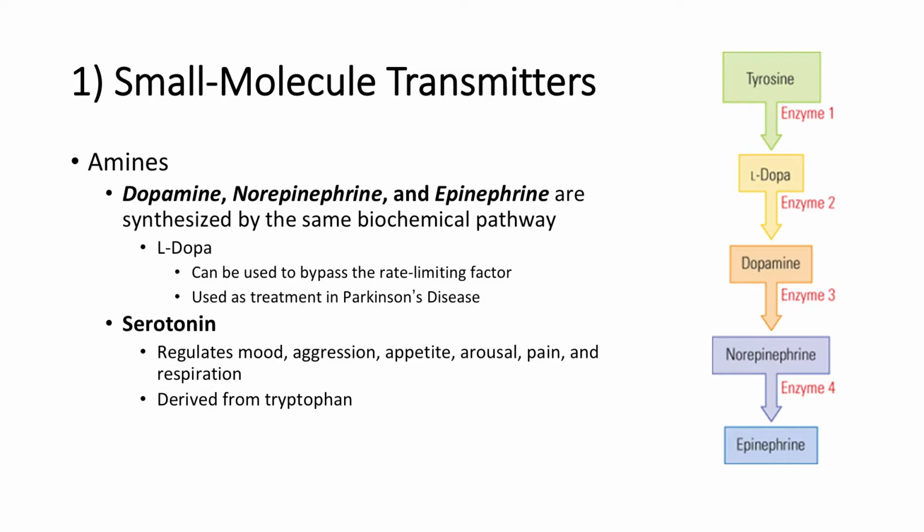Okay, so these were all examples of small molecule transmitters. Serotonin is a little bit different. It does not share a common pathway with the ones that I named before. But serotonin is very important for mood and aggression regulation. It's also important for appetite and arousal, pain perception, and respiration. It comes from the amino acid tryptophan, which you've definitely heard of. You can find that in turkey. You can also find that in milk or bananas.